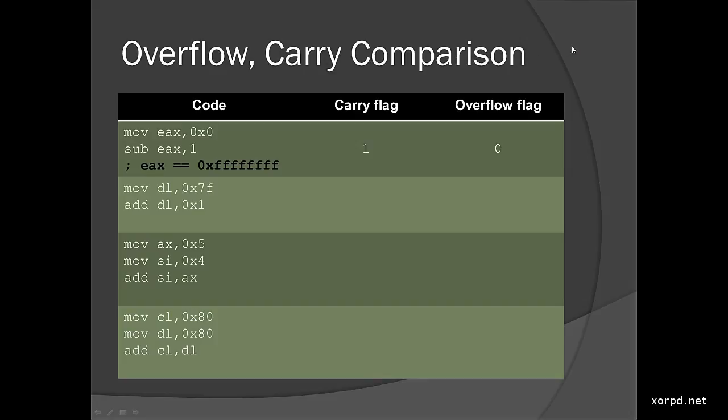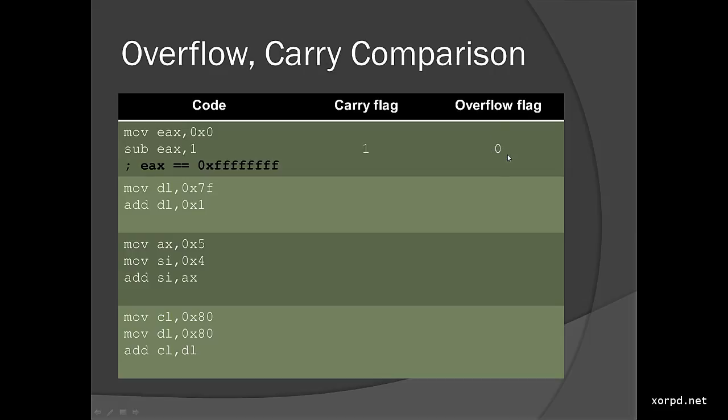Good. So the result is going to be EAX equals 8Fs, which is actually some kind of wraparound. We subtracted 1 from 0 and a wraparound occurred. That's why the carry flag was set to 1. The overflow flag is cleared.